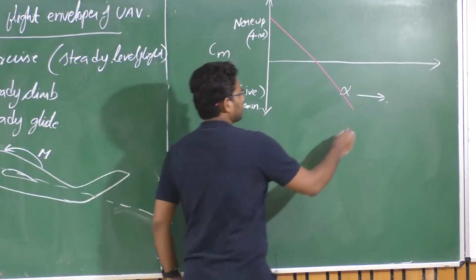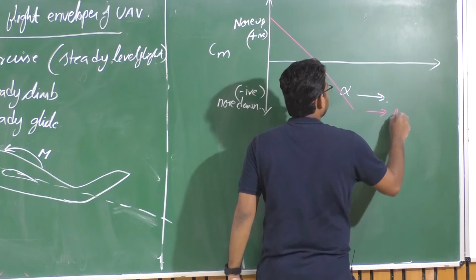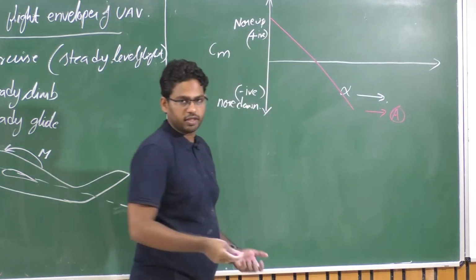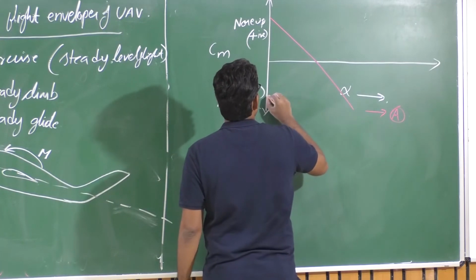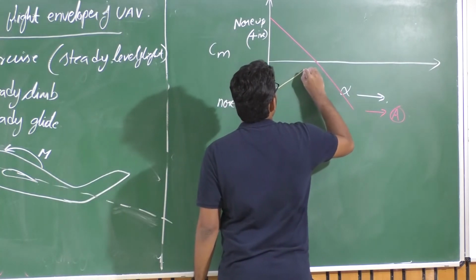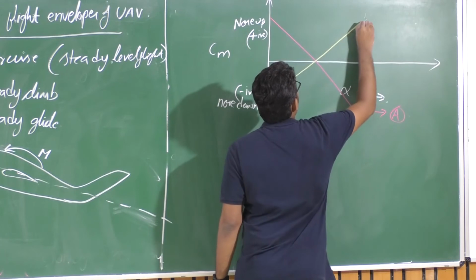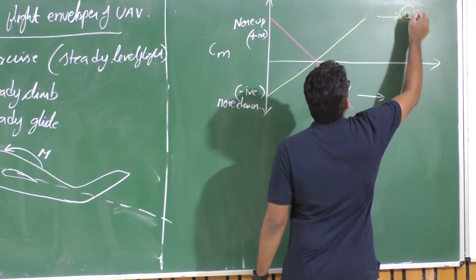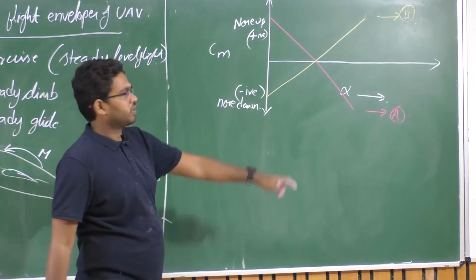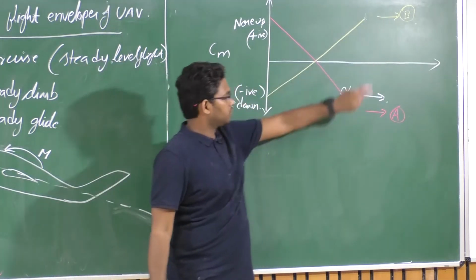Let us say this is my aircraft A or UAV A. Now let's say there is another aircraft whose variation of pitching moment with angle of attack is given by this curve B. So this is for UAV 2 and this is for UAV 1.